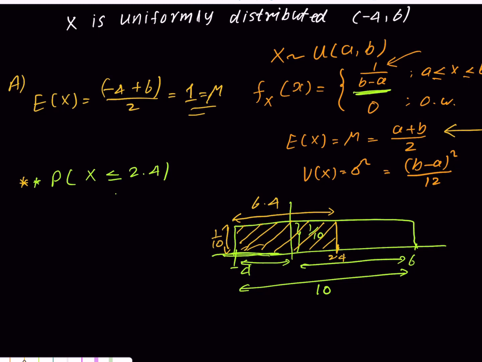So the probability is the area under the curve. That means height times width. So we can say the height is 1/10 and the width is 6.4. Again the answer is 0.64. So that is the easiest way to do it, in my opinion, but you can use either way. Similarly, you can find any probabilities in this way.